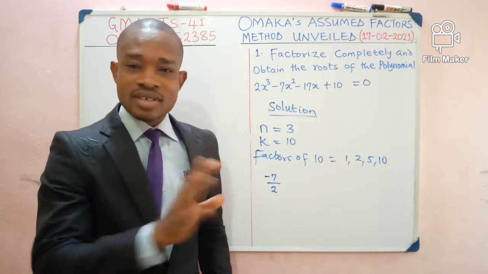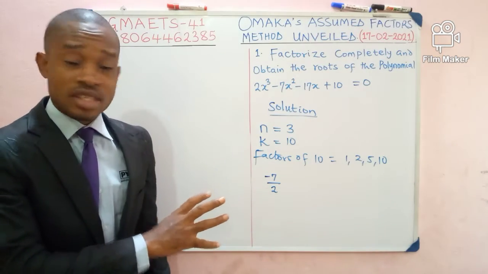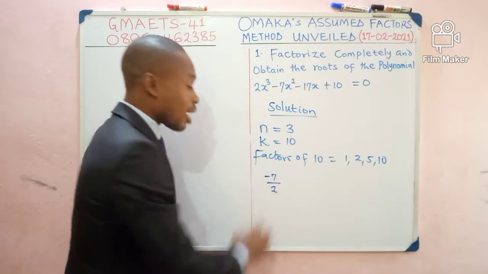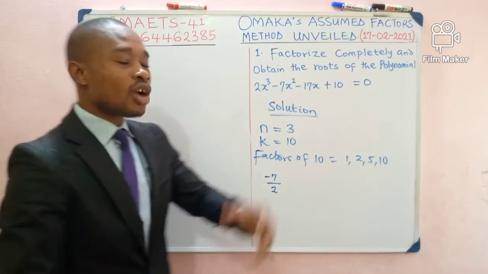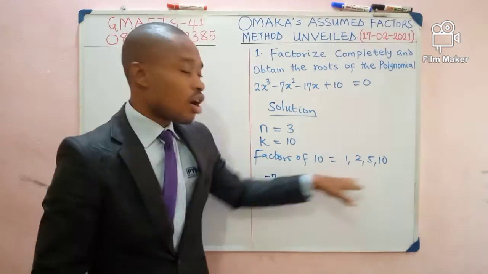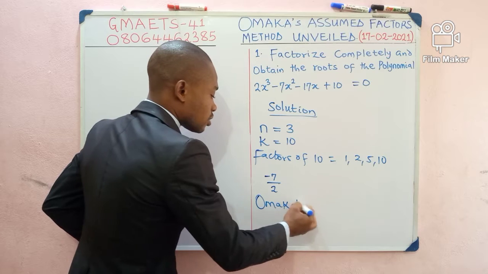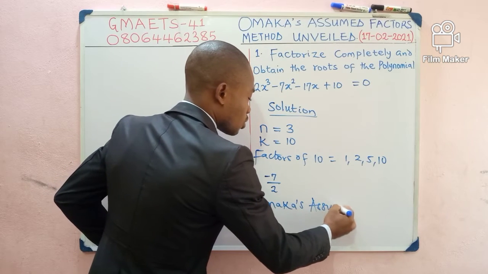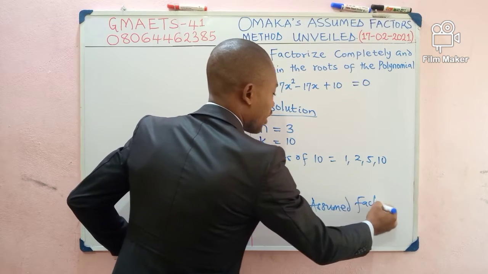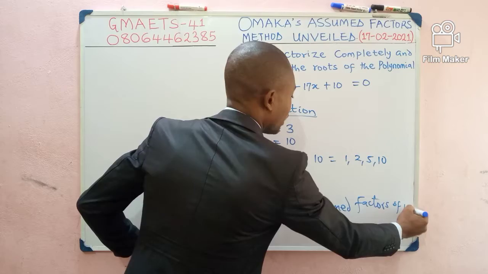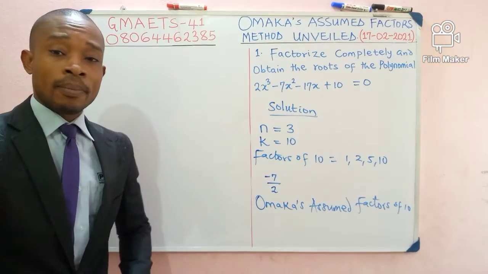Please, you don't get this in decimal. It's going to be in fraction form like this. Now we will be guided by this -7/2 to obtain the OMAKA's assumed factors of the constant term. So we write OMAKA's assumed factors of 10. Here, what is it going to be?